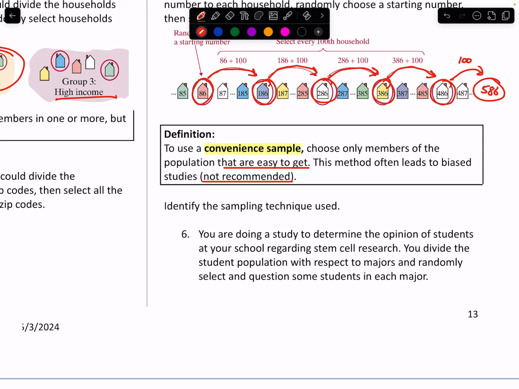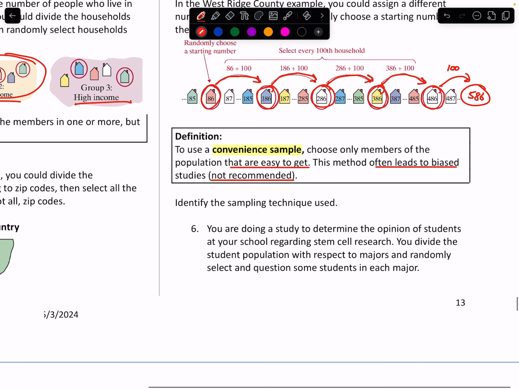Another example of this would be if I want to get some data on whether people like Chipotle. So what am I going to do? I'm going to go stand outside of Chipotle and collect data from the people at Chipotle, right? That's convenient for me. You don't want to do that. This very, very often leads to bias. So you don't want to do that, but it technically is something you could do and you need to be able to recognize.